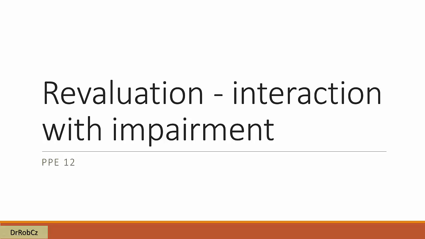This is Dr. Rob with just a few words to say about how impairment interacts with revaluation. As you know, impairment gives rise to an accumulated impairment contra account in the cost model, whereas revaluation directly adjusts the asset upwards or downwards with effects to loss on revaluation or revaluation surplus. However, it is important to understand that the impairment measurement rules continue to apply for revalued assets.